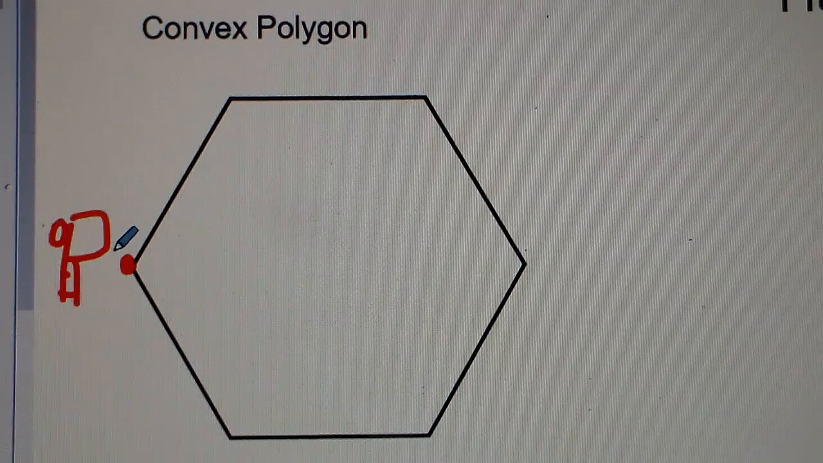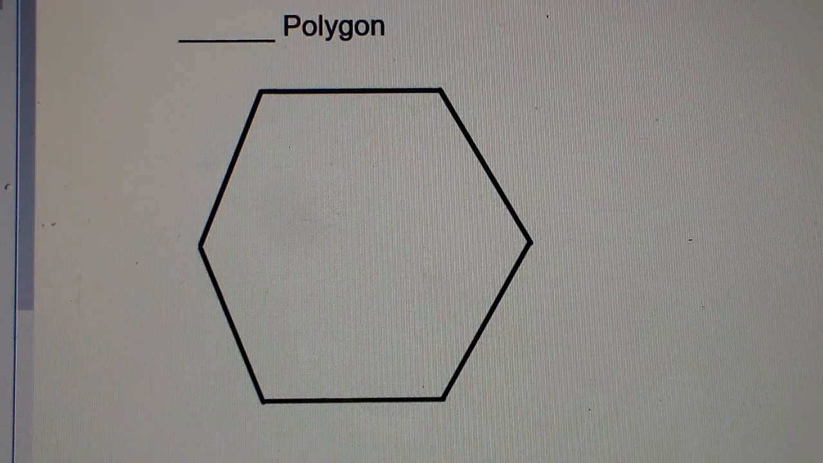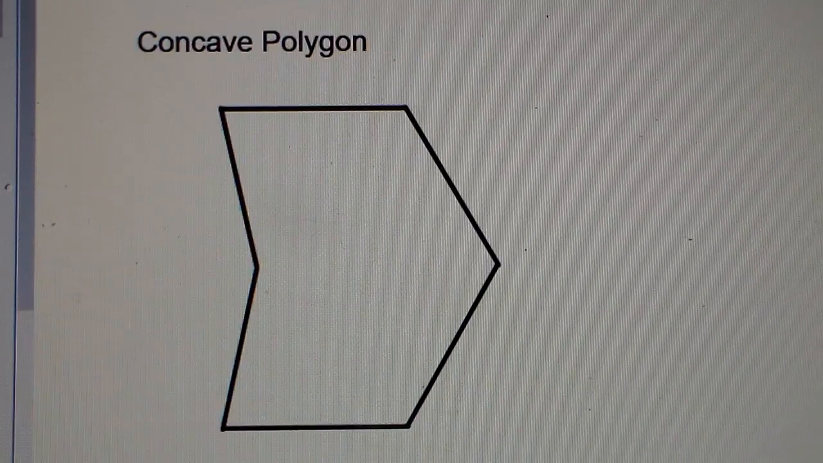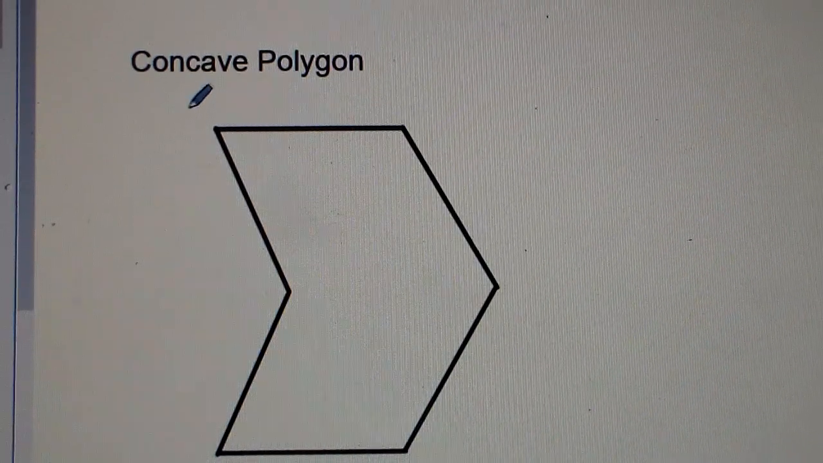Not the best hammer in the world, but you get it. So I'm going to take a hammer and smash that side in. I smash it in, smash it further, further. When that nail is smashed in, it turns into a concave polygon.